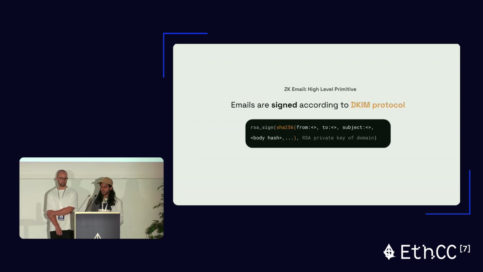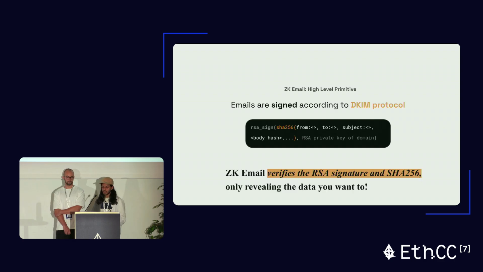But how exactly does ZK Email work? Well, the idea is that emails are signed according to the DKIM protocol. That is, it's an RSA signature of the SHA-256 hash of all the data in the email, including the from, to, subject, and hash of the body. Now, every single email sent or received since 2017 has this cryptographic signature on it. And so what we did is we wrapped this inside a ZK proof, and we verified the RSA signature and the SHA-256, and then we run regex inside that ZK proof as well to ensure that only the data you want to reveal is revealed.